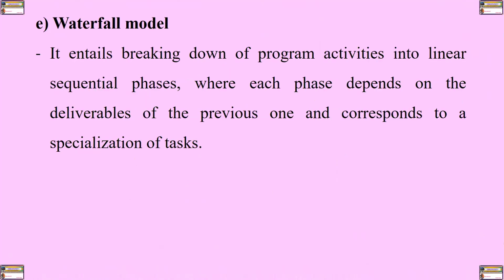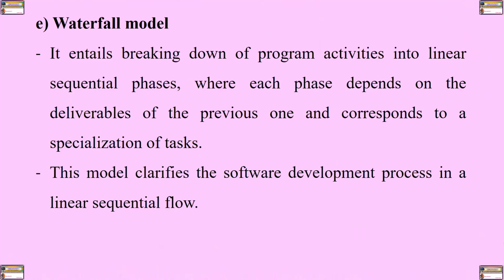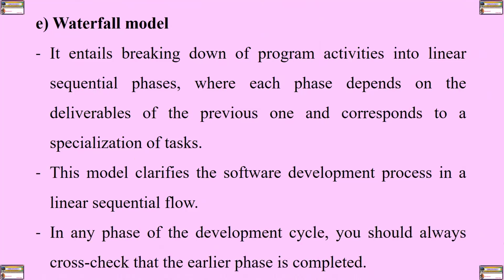It entails breaking down of a program's activities into linear sequential phases where each phase depends on the deliverables of the previous one, and it corresponds to a specialization of tasks. This model clarifies the software development process in a linear sequential flow. In any phase of the development cycle, you should always cross-check that the earlier phase is completed.